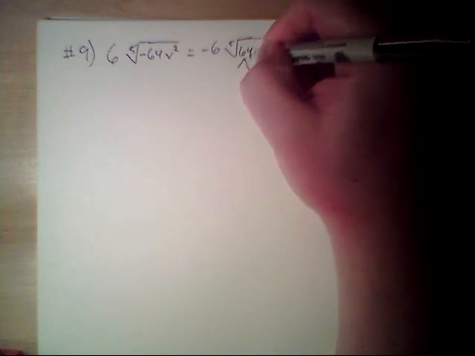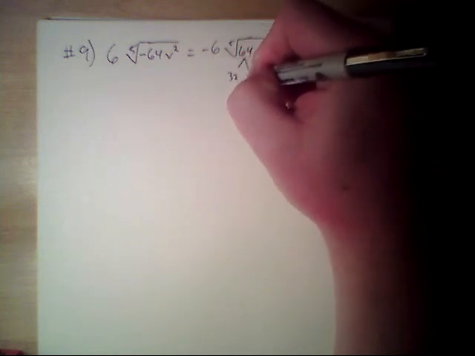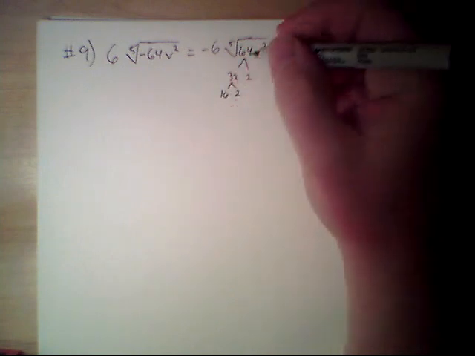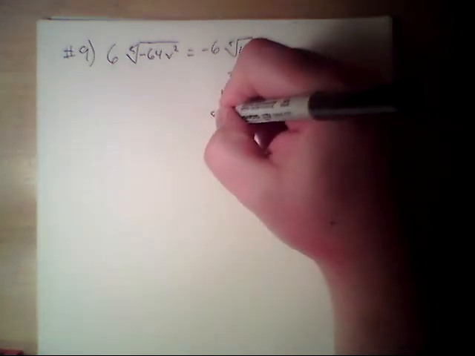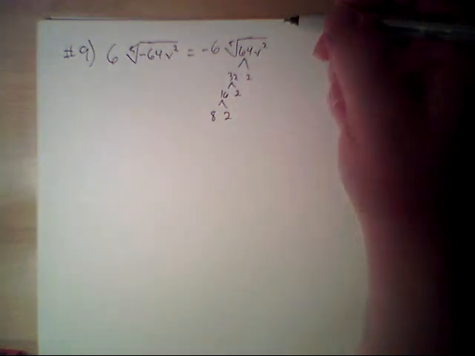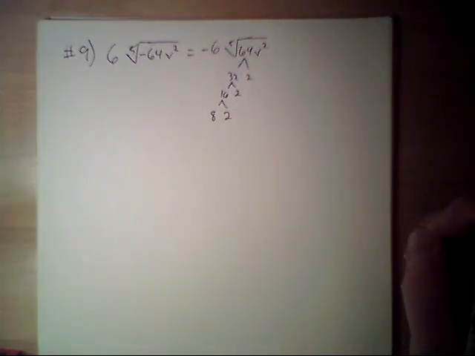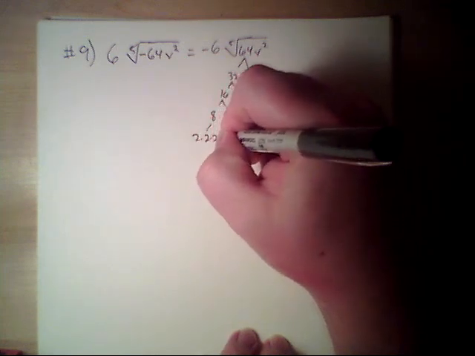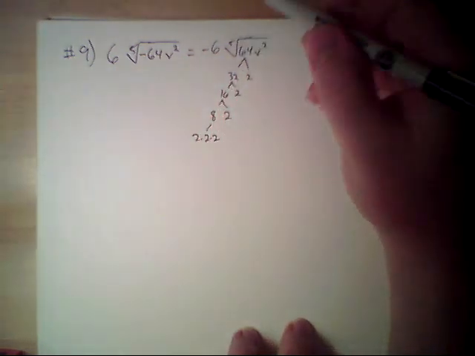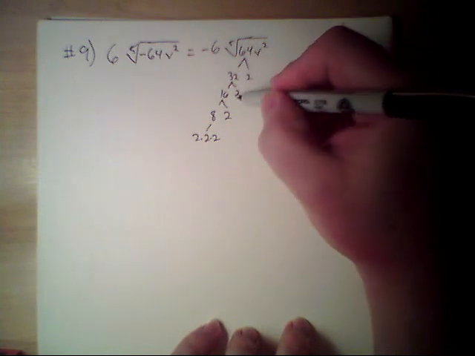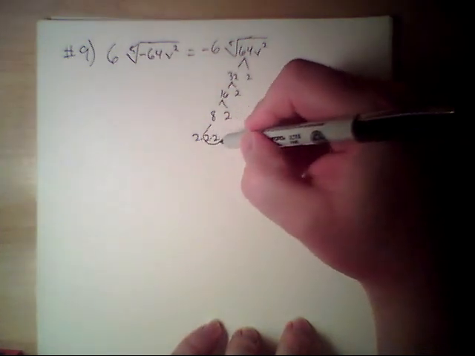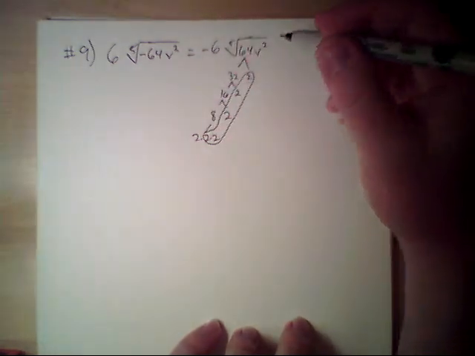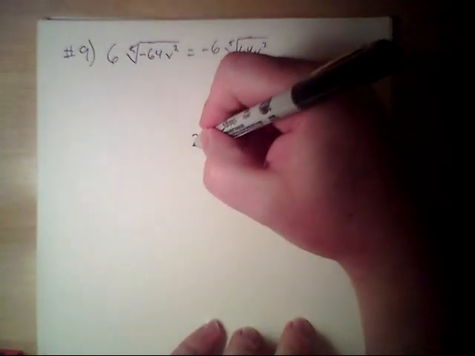All right, so I know that 64 is 32 times 2, and 32 is 16 times 2, and then 16 is 8 times 2. Hopefully that's big enough. And then 8 we know is 2 times 2 times 2. So since we're dealing with a 5th root, we need groups of 5. So we have 1, 2, 3, 4, 5 2s. Those all multiply together, and they can come out of the radical as just a lone 2, and then we have a lone 2 inside.